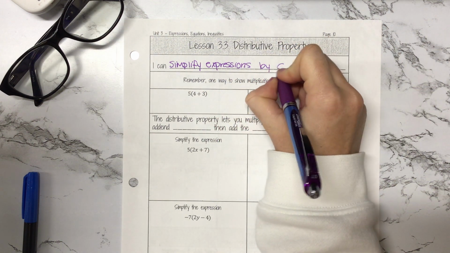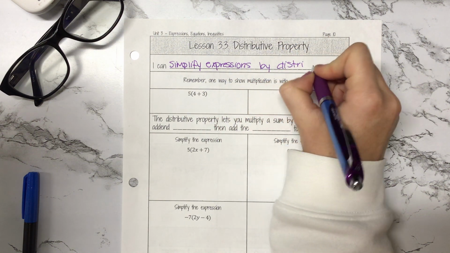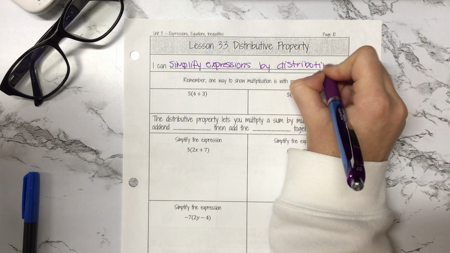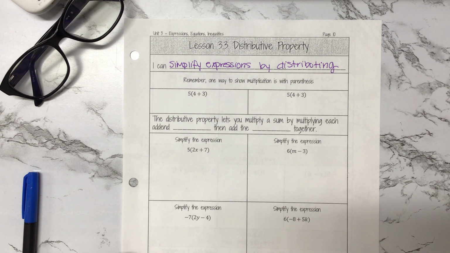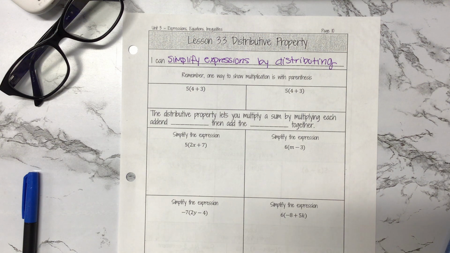By distributing. Okay. So think about what it means to distribute. If I had cookies and I distributed them between the class, that means I'm giving them to everybody in the class, right? I'm sharing them. So distribution is basically just like fancy multiplication where you're sharing it with each term.